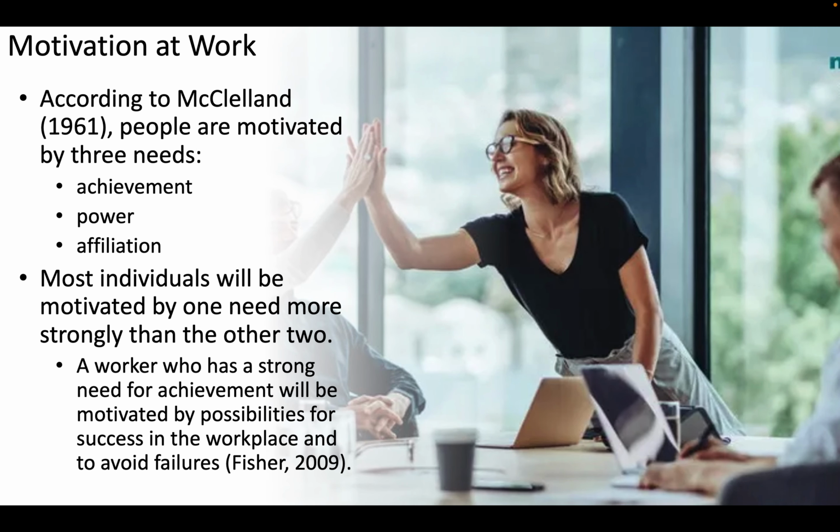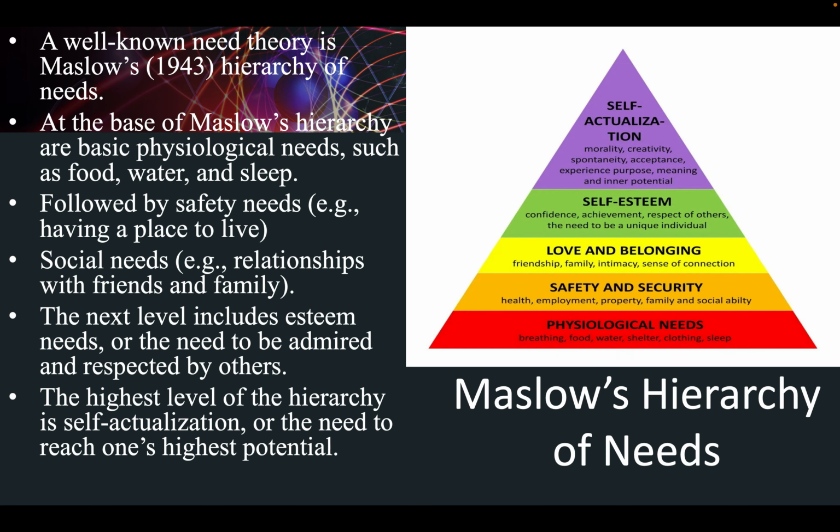According to McClelland, 1961, people are motivated by 3 needs: achievement, power, and affiliation. Most individuals will be motivated by one need more strongly than the other 2. A worker who has a strong need for achievement will be motivated by possibilities for success in the workplace and to avoid failures. A well-known need theory is Maslow's hierarchy of needs.